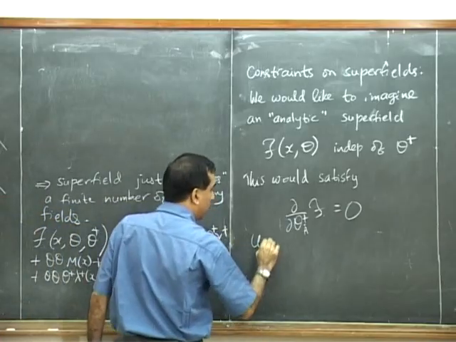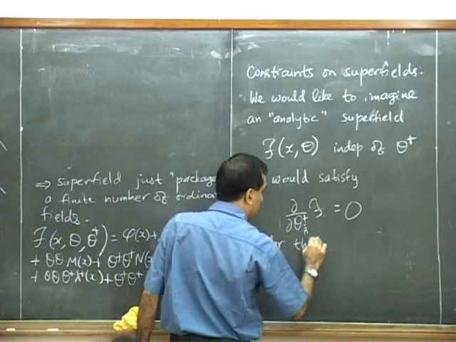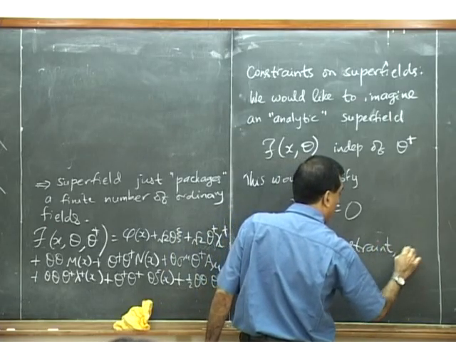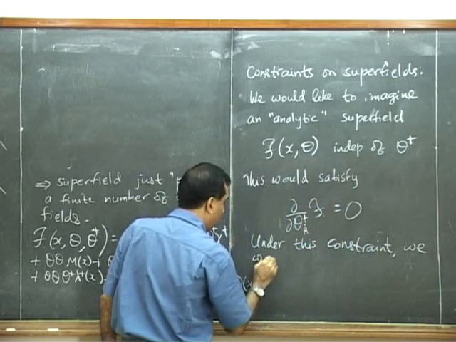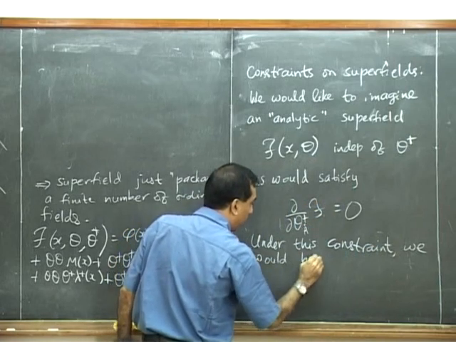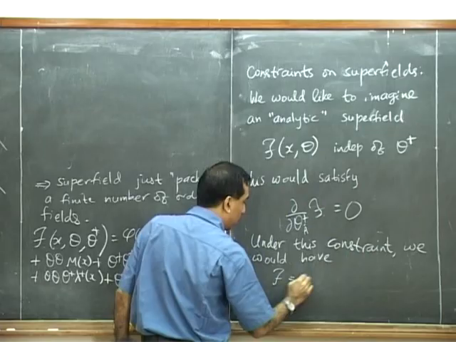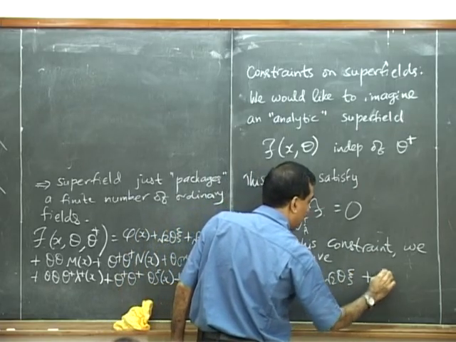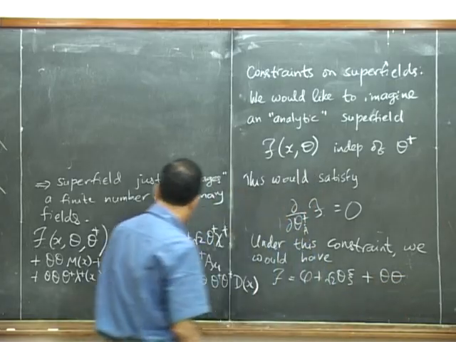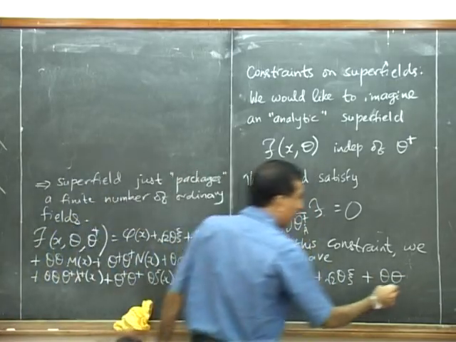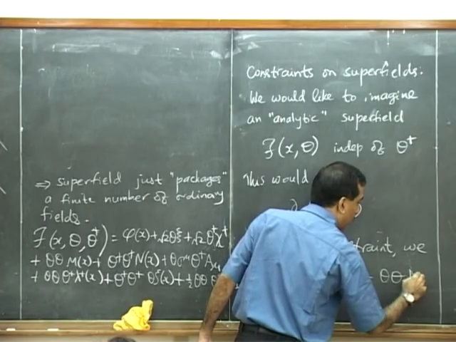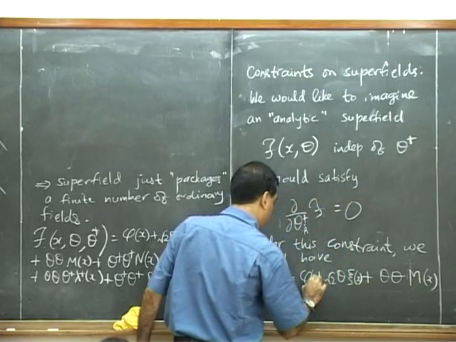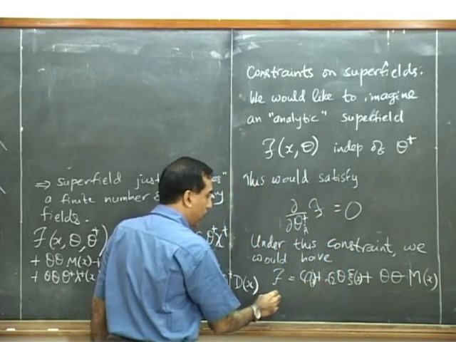So under this assumption, under this constraint, we would have F equals phi plus root 2 theta psi plus theta theta, some field. What we call it doesn't matter, but I'll keep calling it M for now. So it would be much simpler.